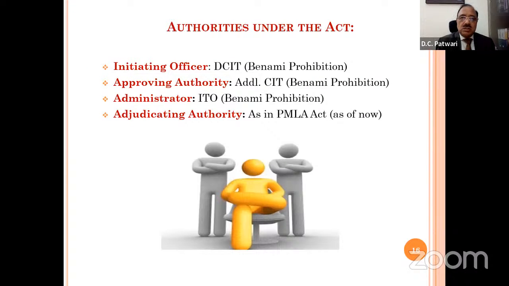Then coming to the execution part of this act, there are 4 authorities defined under the act. First authority is the initiating officer, who is at the level of Deputy Commissioner of Income Tax in the Benami Prohibition Unit under the investigation wing. Then there is the approving authority, his immediate boss, the Additional Commissioner in charge of the Benami Prohibition Unit. And then the administrator: when the property is confiscated, somebody has to administer the property. For that, one ITO is posted as administrator in the Benami unit. And the adjudicating authority, where the provisional attachment order goes, which is only one at the moment in Delhi and not under Benami but under PMLA. So there are 4 authorities at the moment under Benami.